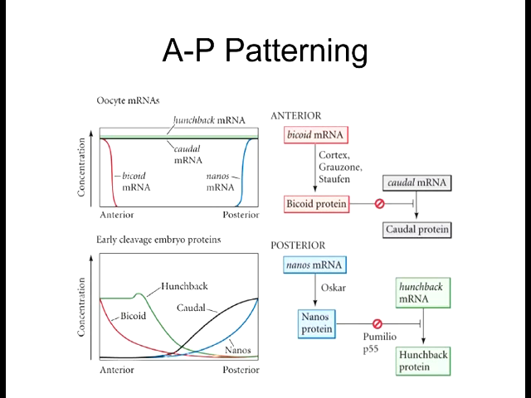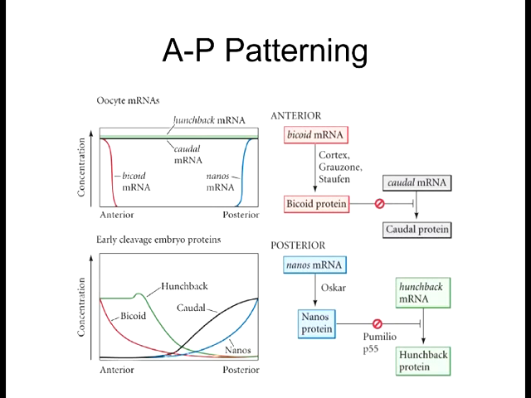It's very easy as far as bicoid and nanos, but let me go over hunchback and caudal again. Hunchback and caudal are evenly distributed throughout the entire cytoplasm. But bicoid essentially downregulates or prevents caudal from being translated into protein. And nanos prevents hunchback from being translated into protein. So that's what restricts hunchback to the anterior region and what restricts caudal to the posterior region.